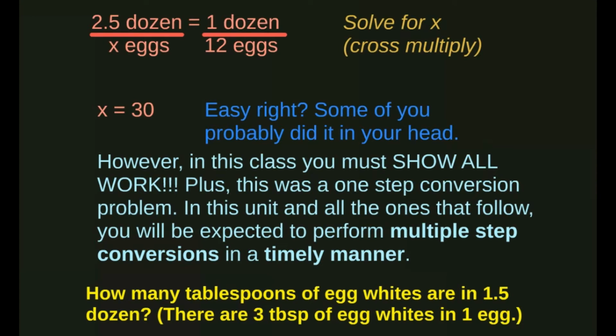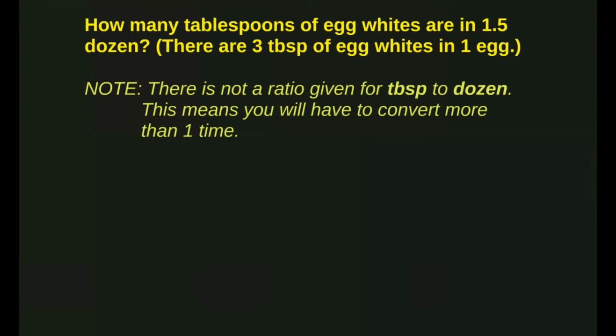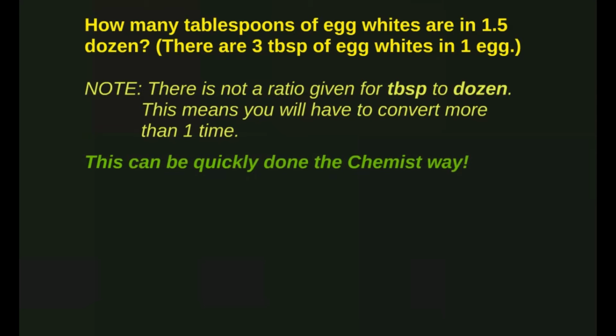You're going to have to do a little bit more steps here. It looks simple. Yeah, it's easy. Now, let me go and tell you. Typically, in every egg, there are 3 tablespoons of egg whites, which is kind of just a fixed ratio, if you're doing it right, if you know how to extract egg whites. So no, there is not a ratio given for tablespoons to dozen. However, there is a ratio between dozen to eggs, and a ratio between tablespoons to egg. But there's not one directly from the tablespoon to the dozen.